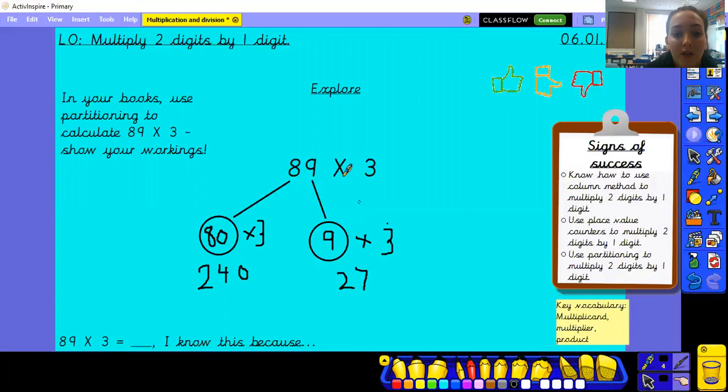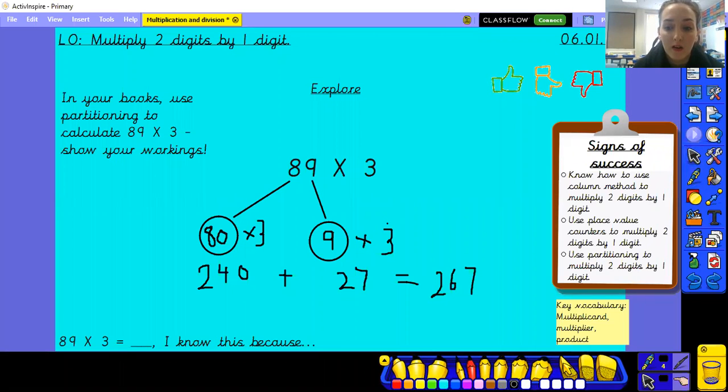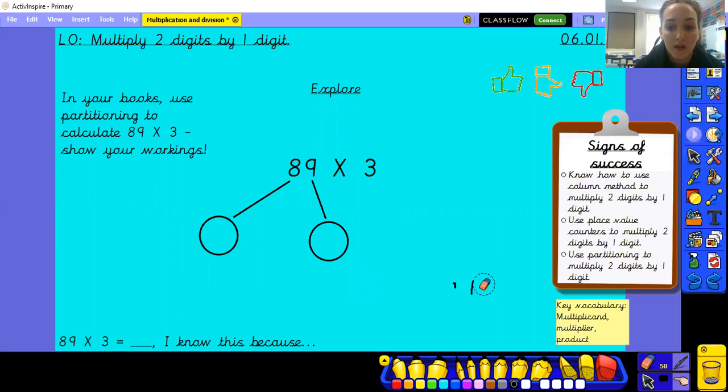So now we've partitioned this calculation, we need to add our two answers together, which would be 267, excuse my drawing. So that is how we use partitioning to multiply two digits by one digit. What I'm going to do now is get rid of my drawings over the screen, and I'd like you to have a go at doing the same calculation in your book, showing me the same workings so I can check your understanding. Okay, so pause the video now and have a go at doing that calculation in your book.